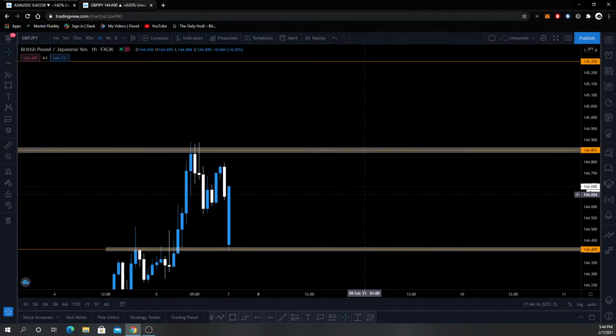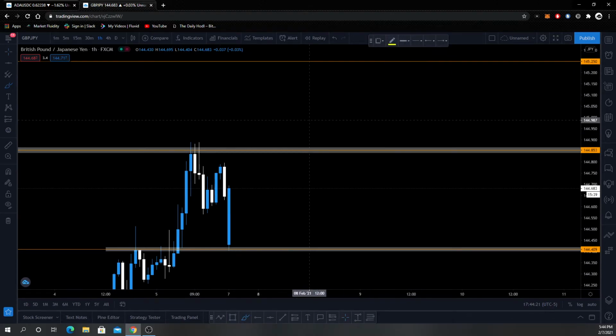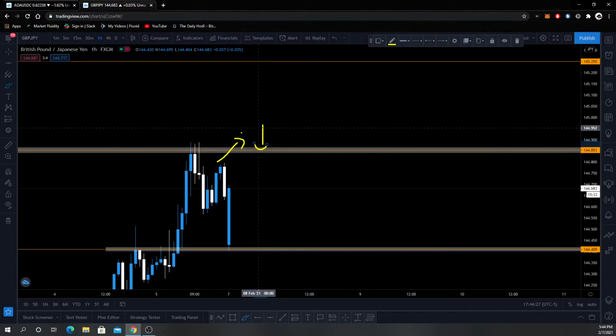So if we get any buys, what we would look for is this. We want a candle to close above, do a confirmation, a retest, or any type of confirmation that you have in your trading plan, and then possible continuation for targets. That's one.